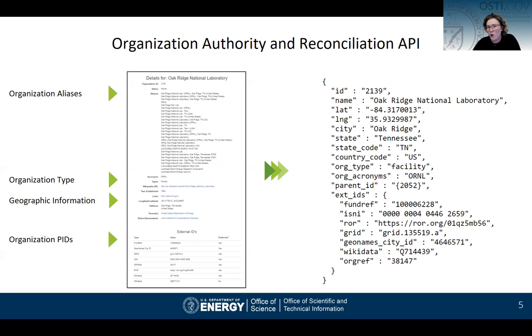And then to reconcile organizations, we have built an organization authority API. This API is built on top of the org authority data and adheres to the reconciliation API spec. So for those who don't know, a reconciliation API allows it to integrate with data cleanup tools like OpenRefine for automation of disambiguation and cleanup tasks, in addition to providing string matching and scoring for input strings against the org authority data. The reconciliation API also provides input prep and cleanup to improve that match resolution.